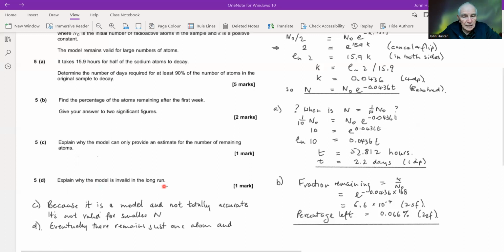And why is the model invalid in the long run? The question says the model remains valid for large numbers of atoms, and of course the number is reducing. So eventually, by the statement in the question, it's not going to be valid. Ultimately we're going to have just 1 atom, and this is not about splitting the atom. Once you've got 1 atom, it either stays the same or becomes 0. So eventually there remains just 1 atom, and you add your own text there to qualify.